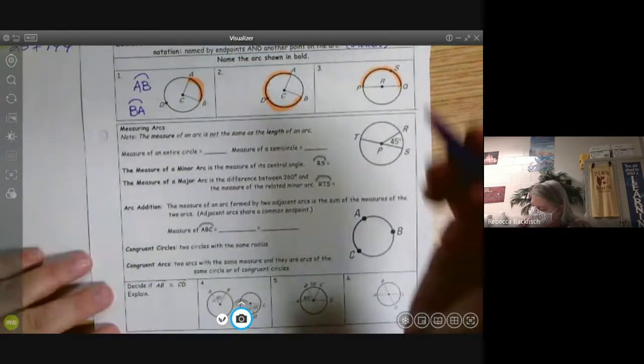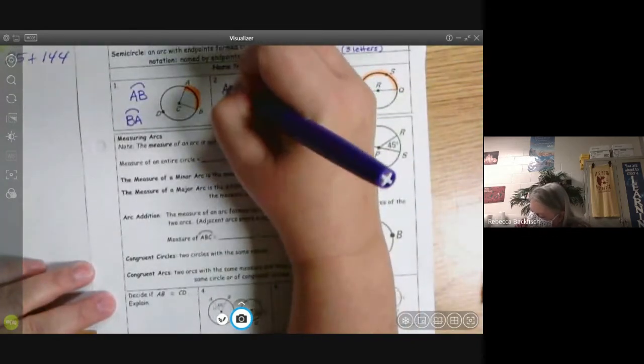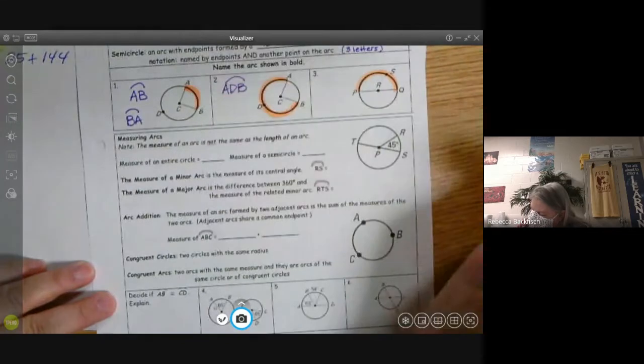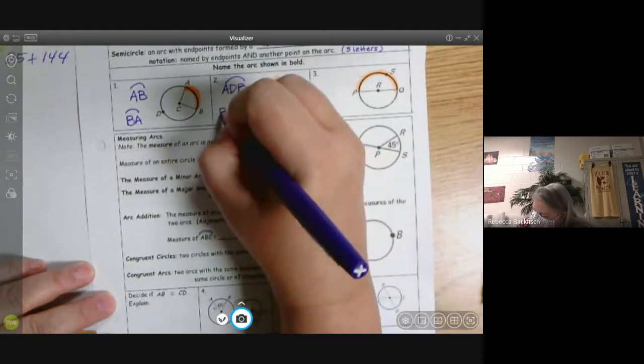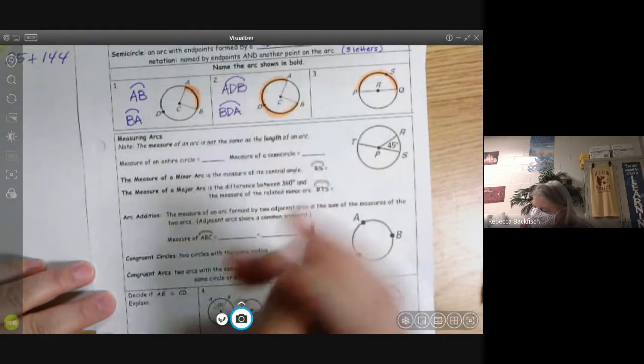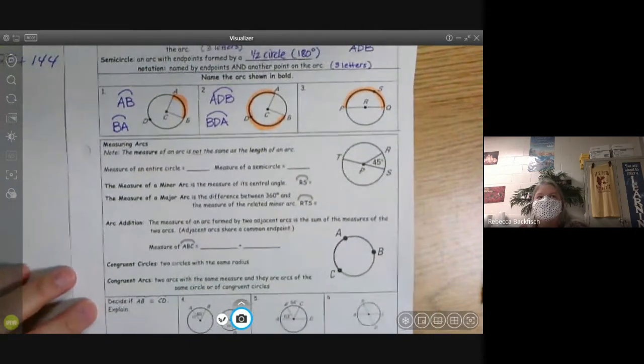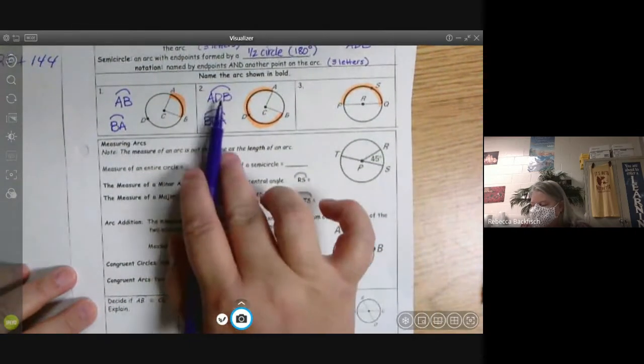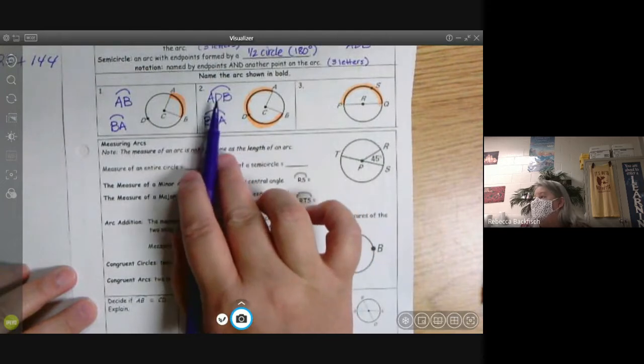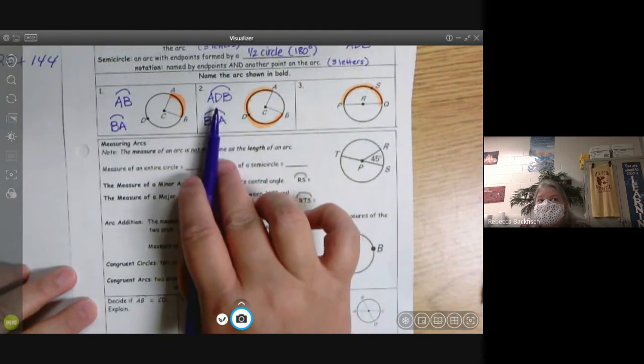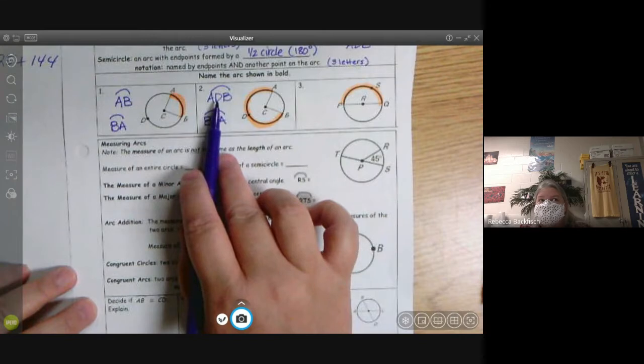All right, so this would be either ADB or you could call it BDA. The first and last letters still need to be the ends of the arc. It's just you're squeezing an extra one in there that says, oh, you're passing this guy on the way.